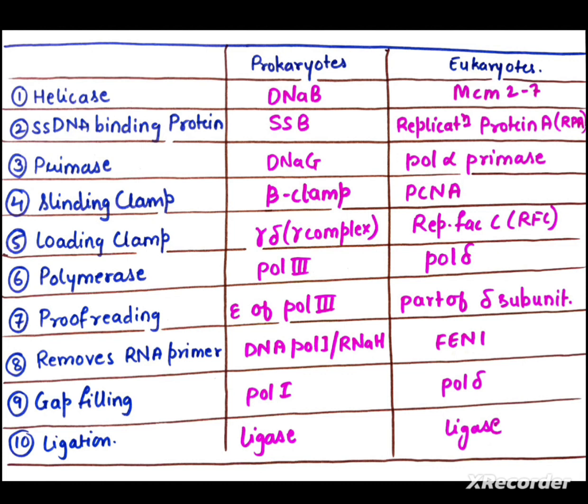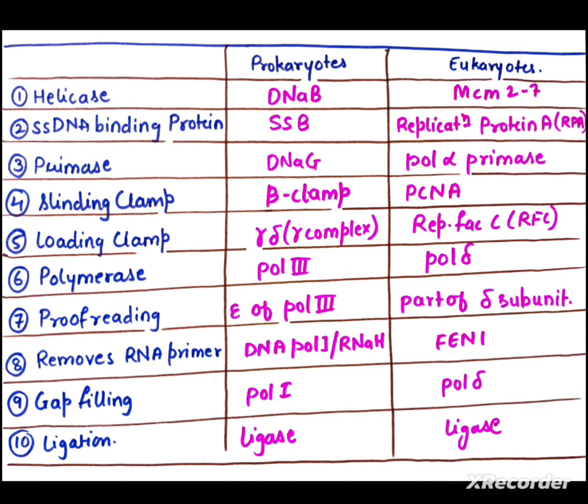Sliding clamp in prokaryotes is beta clamp, while in eukaryotes we have proliferating cell nuclear antigen, that is PCNA. The clamp is loaded in prokaryotes by gamma delta complex, and replication factor C is required by PCNA so that it is loaded. So the loading clamp in eukaryotes is replication factor C.